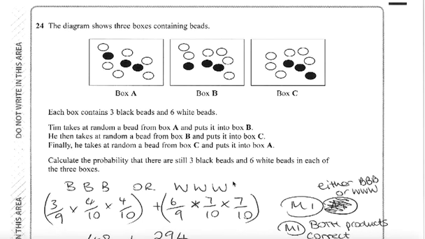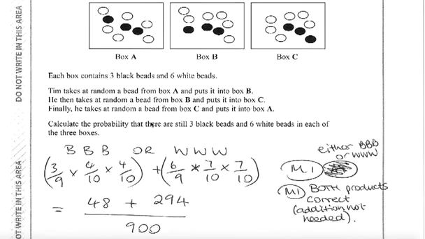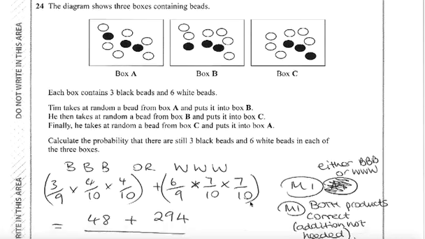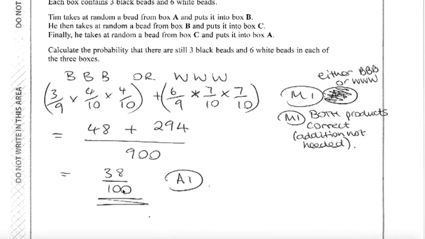Question 24. This is basically, in order to end up with 3 black and 6 white in each at the end, we can either move a black from here and a black from here and a black from there, or we move a white, a white and a white. So the probability, the first black is 3 out of 9. Then I've got another black in this box, so the next one is 4 out of 10, and again 4 out of 10. And if I do the same with the whites, it's that, which makes a total of 38 out of 100.